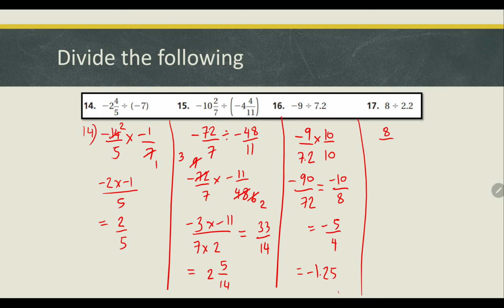Let's do question 17 now. 8 over 2.2, again one decimal place, so we multiply with 10 over 10, which is 80 over 22. Now let's simplify it. We have 40 over 11. Now 40 divided by 11 is going to give us 3.63, and it keeps carrying on.